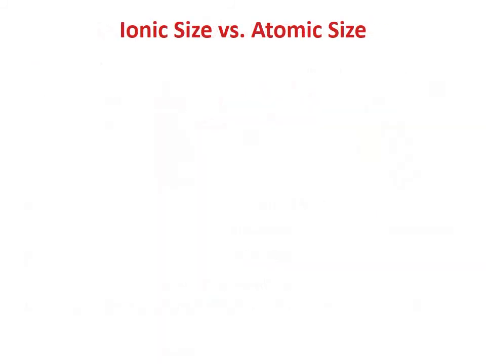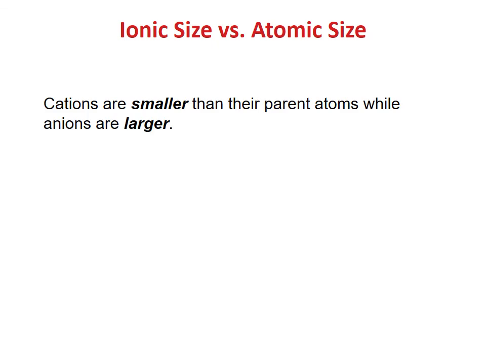How is ionic size compared to atomic size? Well, cations are smaller than their parent atoms. For example, sodium cation is smaller than sodium, and this is because one electron is removed from sodium, so the size becomes smaller. Anions are larger. For example, fluoride is greater than fluorine. This is because one electron is added to fluorine, so the size becomes bigger.